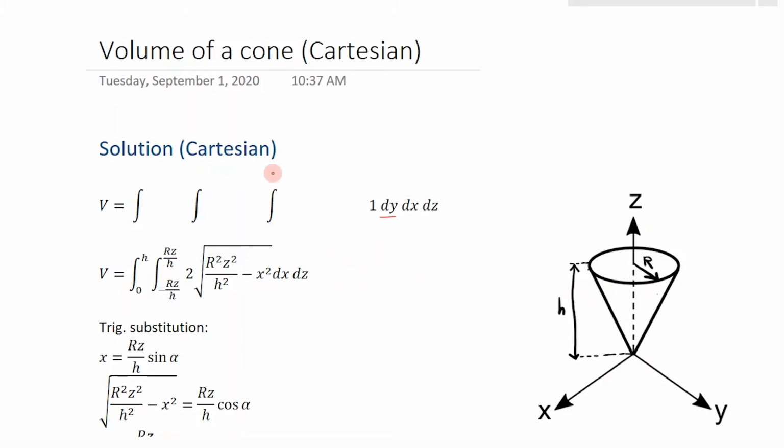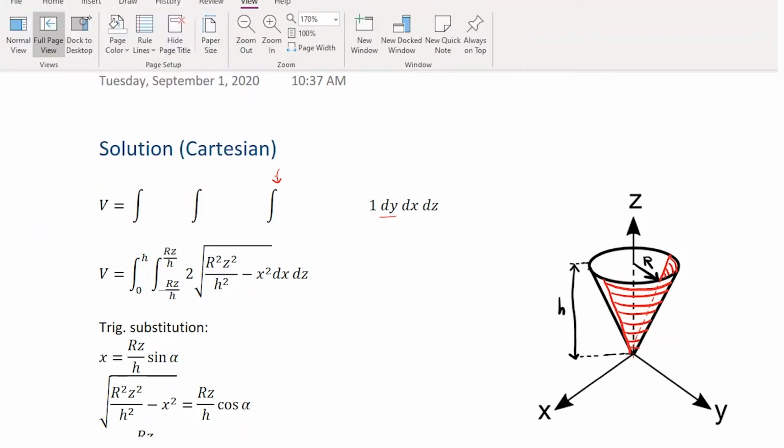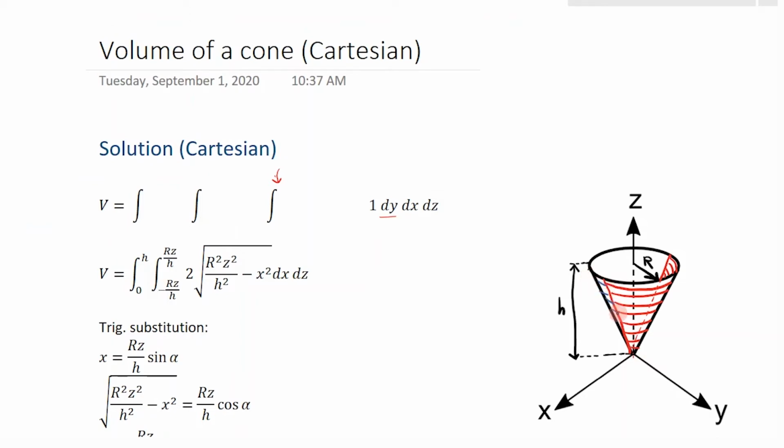So let me make this upper bound red. This would be this surface, the front of the cone. And then the back of the cone, I'm going to make it blue. This is the lower bound on y. It would be right here. So this would be here.